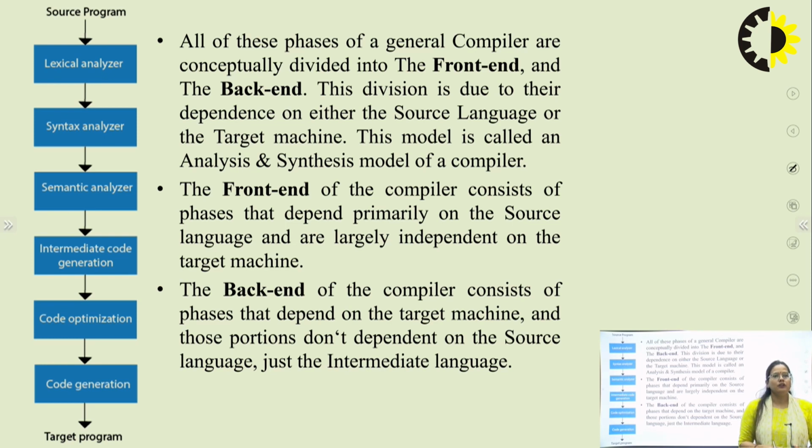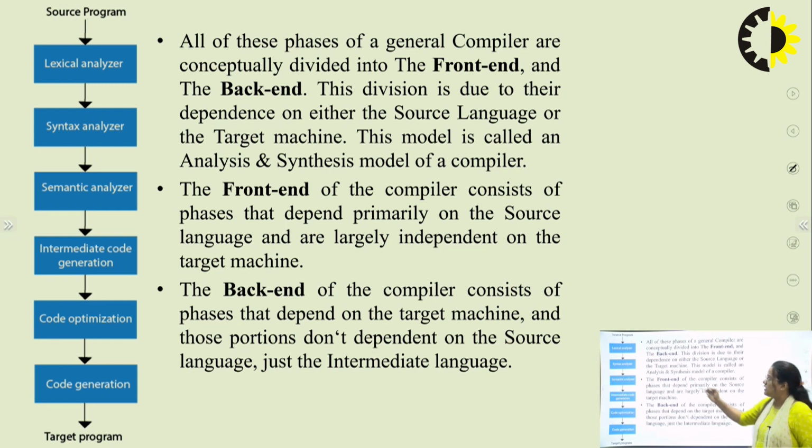The front end of a compiler consists of the phases that depend primarily on the source language and are largely independent of the target machine. The back end of the compiler consists of the phases that depend on the target machine, and those portions don't depend on the source language, just the intermediate language.